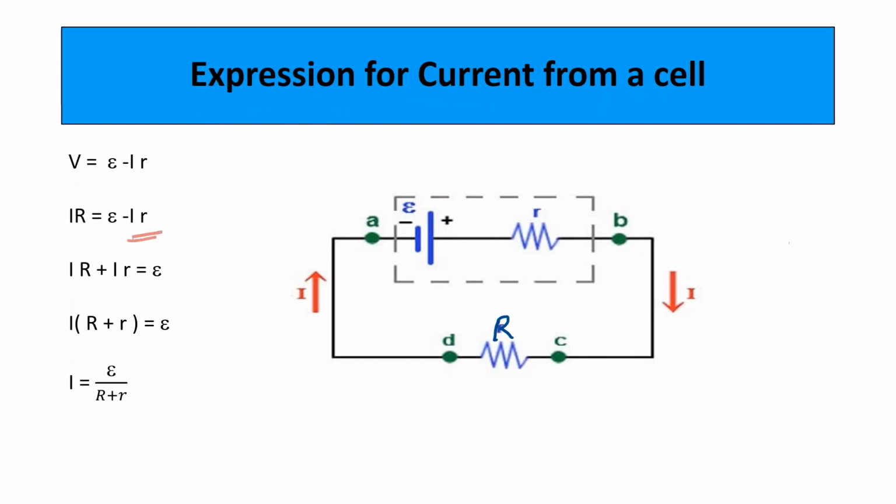Take this Ir to this side. Then IR plus Ir is equal to epsilon. This negative sign, when it goes to this side, will become positive. I is common, therefore take I outside. I into R plus r is equal to epsilon. Therefore, I is equal to epsilon by R plus r.